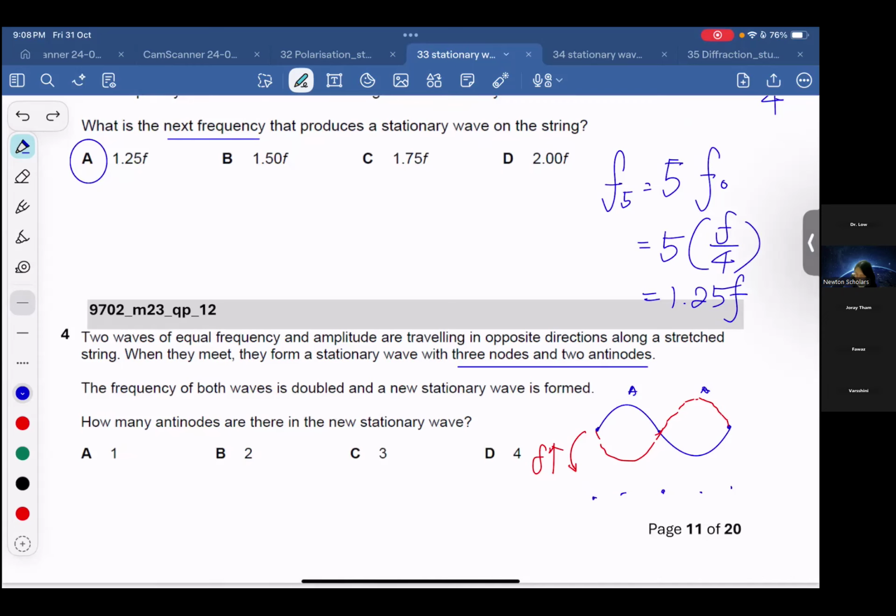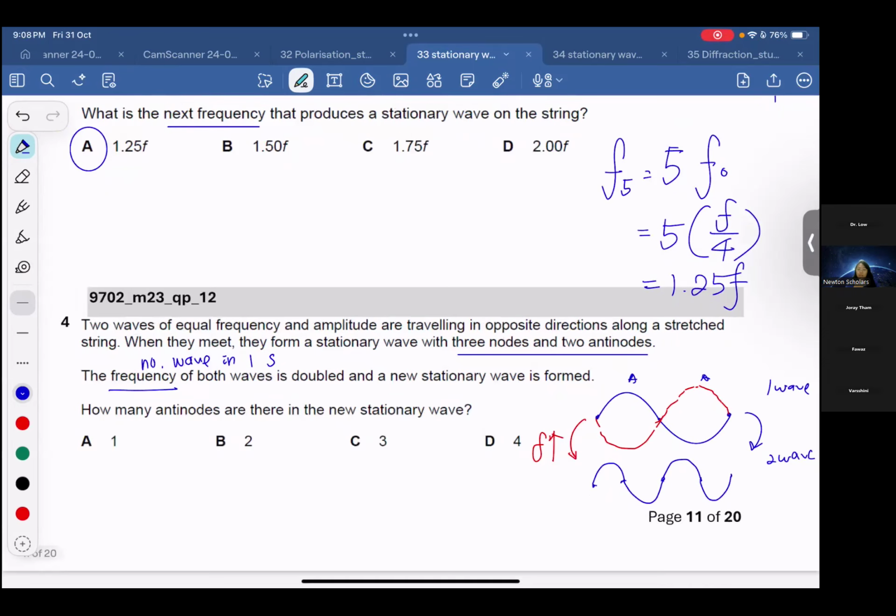Oh, so ugly, my drawing. Like this, 1, and I will get a second one. You get what I mean or not? Frequency is the number of waves in 1 second. Now I have 1 complete wave. When I double my frequency, I will get 2 waves in 1 second. 1 complete wave becomes 2 complete waves. So here, I repeat, drawing the stationary wave, something like this. They ask you, how many antinodes are there in your new stationary wave?